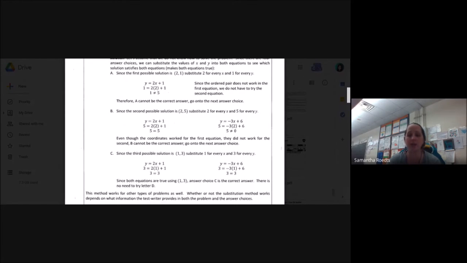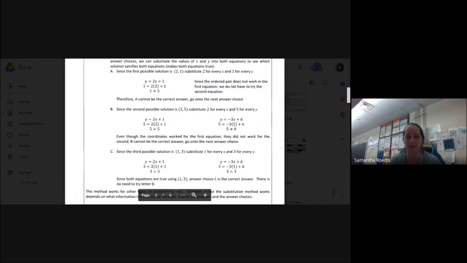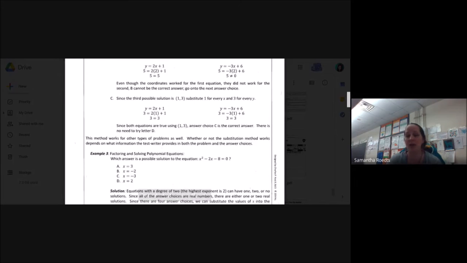Okay, so I go on to my next choice, which is C. Solution is 1, 3. I substituted in my first equation, it works. I substituted in my second equation, it also works. I'm done. My answer is C. Okay, so there's no need to try letter D. The method works for other types of problems as well.